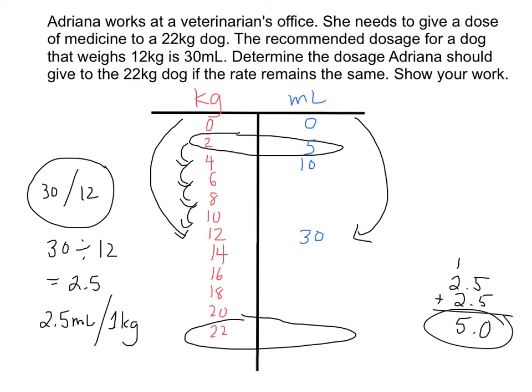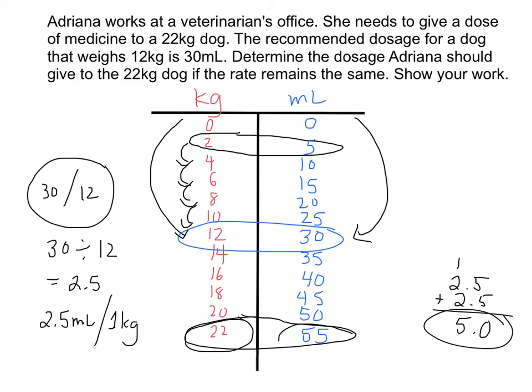5, 10, 15, 20, 25, 30. It worked all the way up to 12 kilograms. So let's keep going. 35, 40, 45, 50, 55. And there we go. We just found that for a 22-kilogram dog, we need 55 milliliters. Therefore, Adriana needs 55 milliliters of medicine for this 22-kilogram dog.